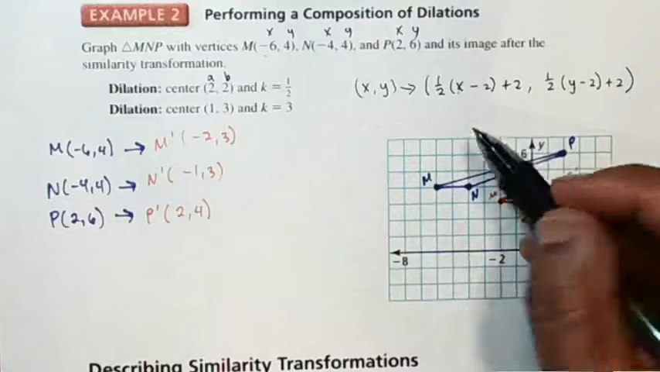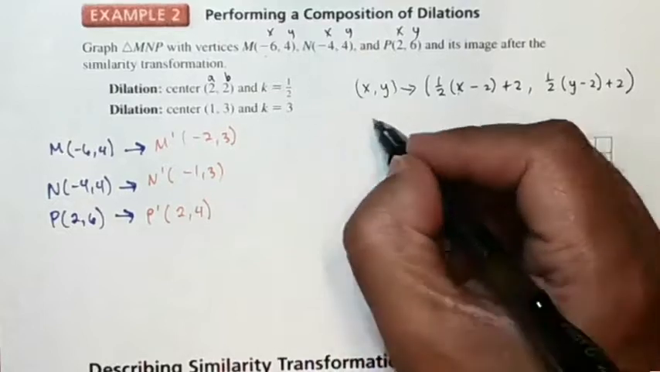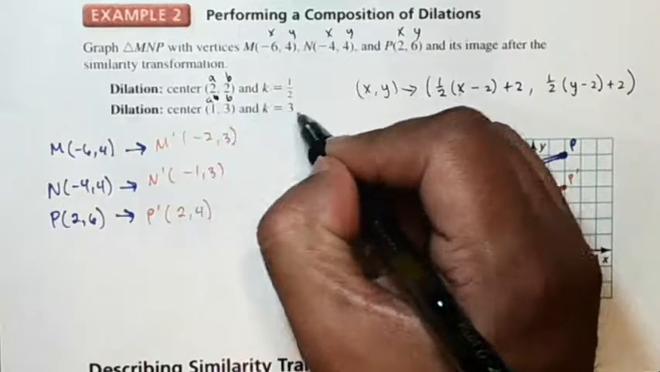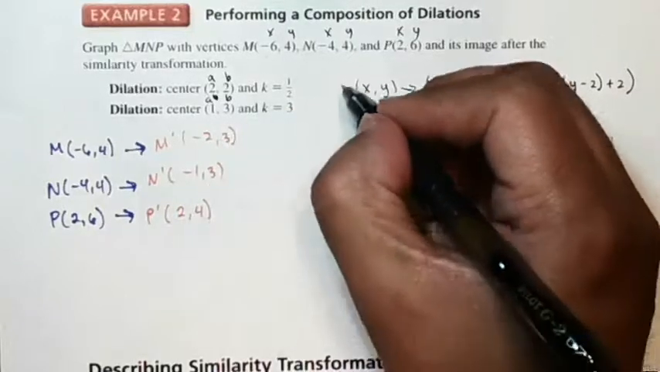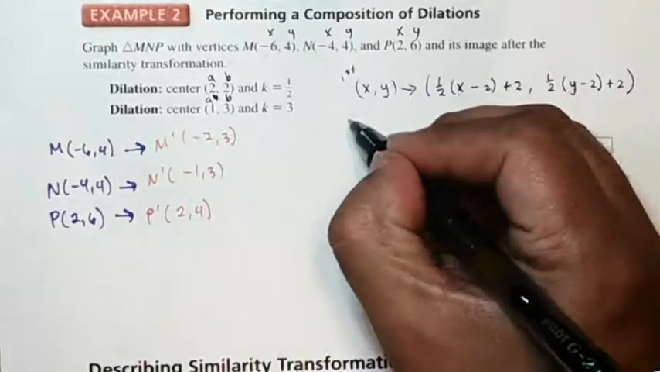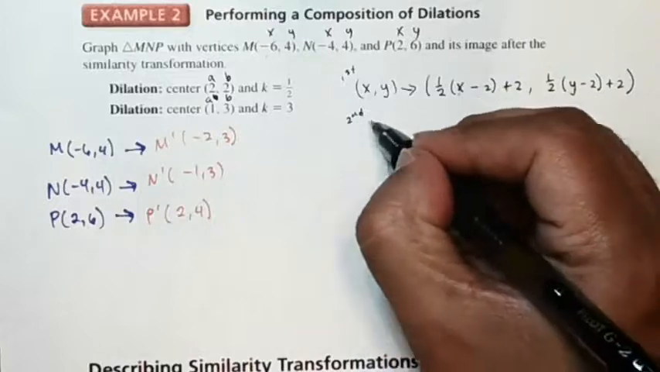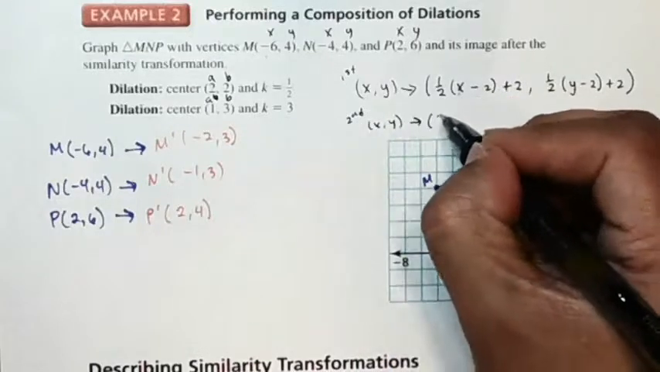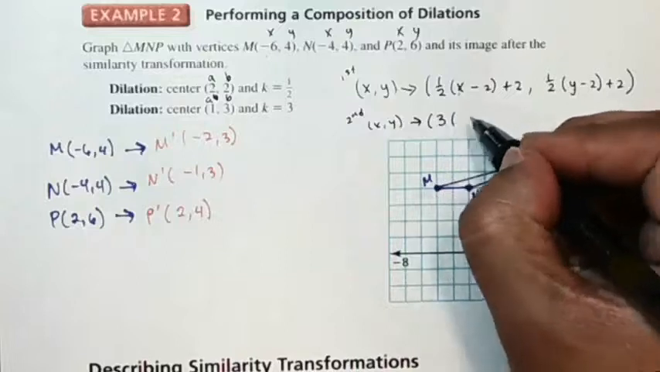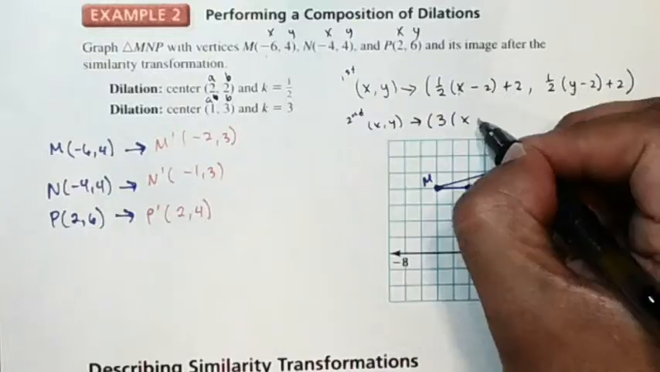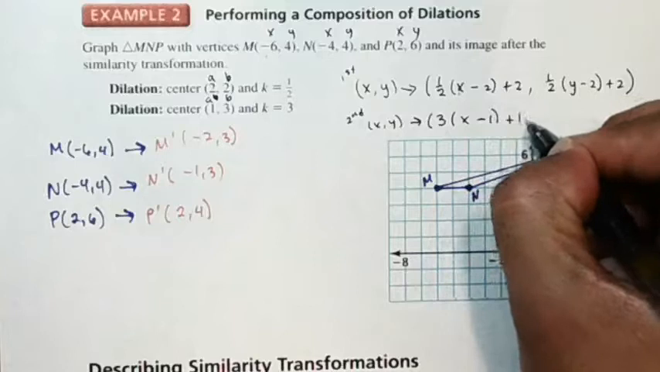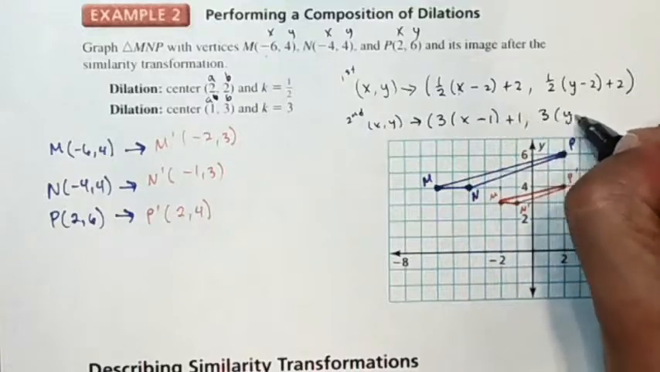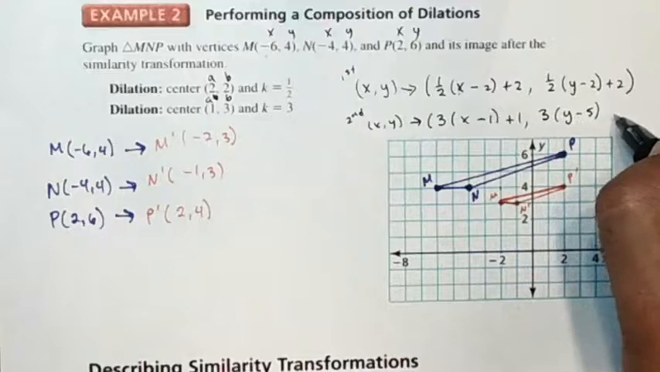Now for the second dilation, we're going to do the same thing, except here's my A, here's my B. This scale factor is 3. So this was the first dilation. Now for the second one, we're going to use this XY. We're going to do the same thing, except our scale factor is 3 now. So we're going to do 3 times X minus my A. In this case, it's going to be 1 plus 1. And then for the Y values, we're going to do 3Y minus 5 plus 5.